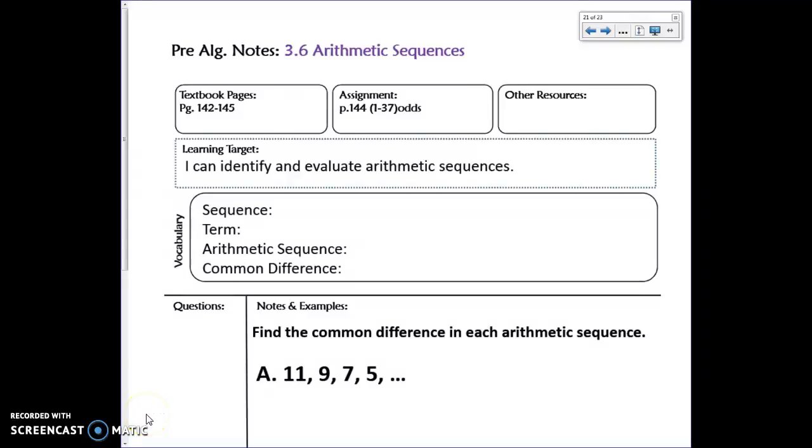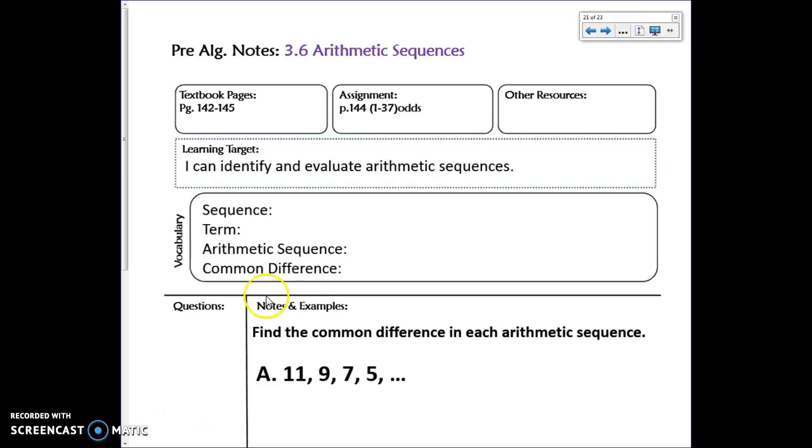Alright, for today's lesson, we'll be using your note packet. So why don't you pull out your packet and turn to lesson 3-6. This is on arithmetic sequences. Our learning target for today is I can identify and evaluate arithmetic sequences.